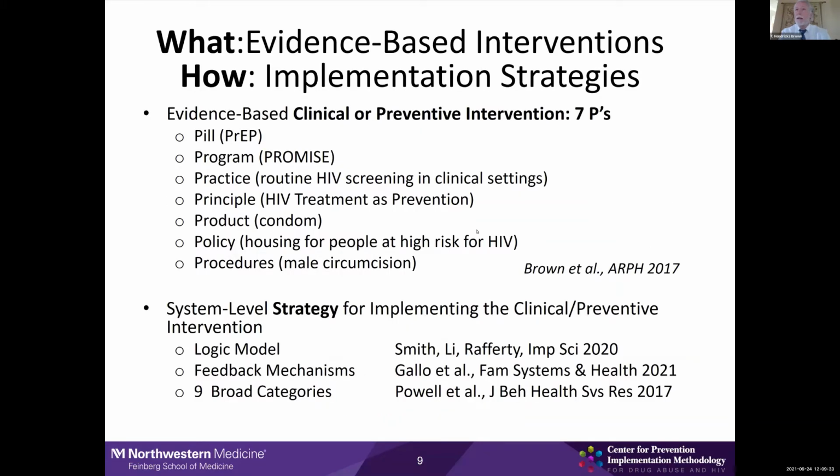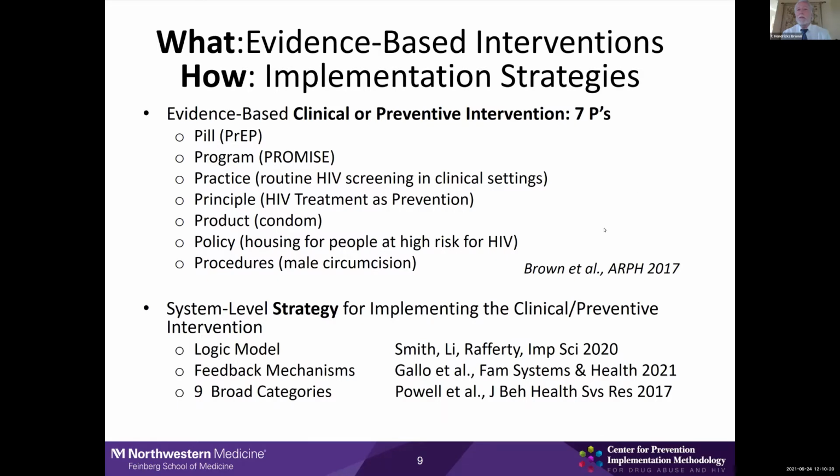So when we're talking about implementation, we're talking about two pieces in here. One is evidence-based interventions. That's the what we want to deliver. Implementation strategies are how it gets delivered. Just a simple idea about how we combine or distinguish these. We think of the evidence-based clinical and preventive interventions as 7 Ps. These are examples, pills, programs, practices, etc., that correspond to examples in the HIV prevention field. PrEP being one that we will talk about as an important biomedical intervention to reduce the risk of infection.